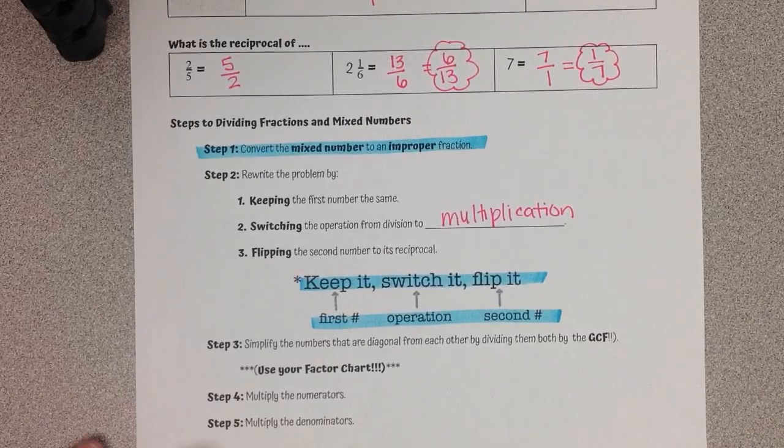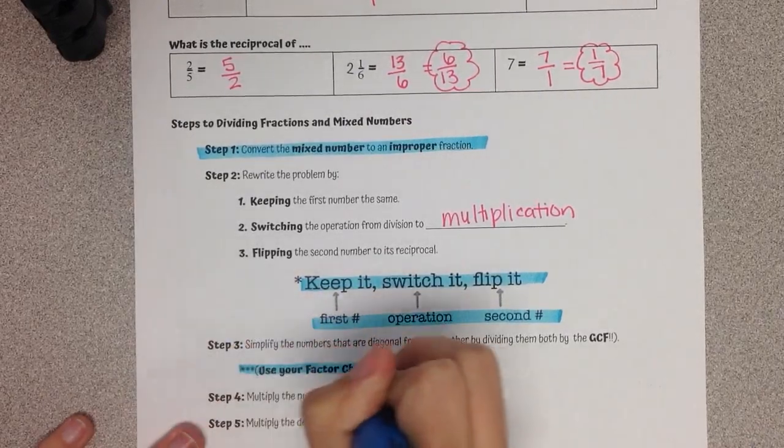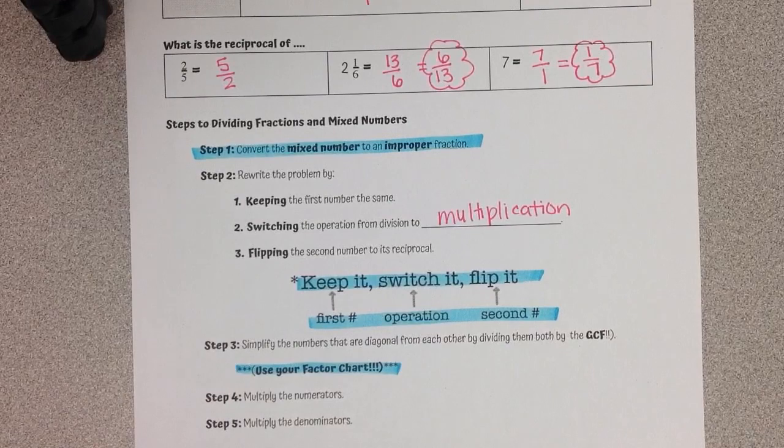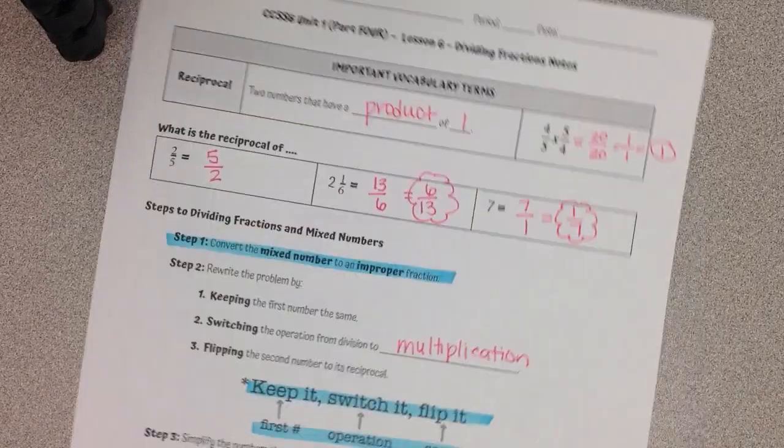After that, we're simplifying. Again, you need your factor chart for that. Then multiply the numerators, then multiply the denominators. So let's look at some examples.